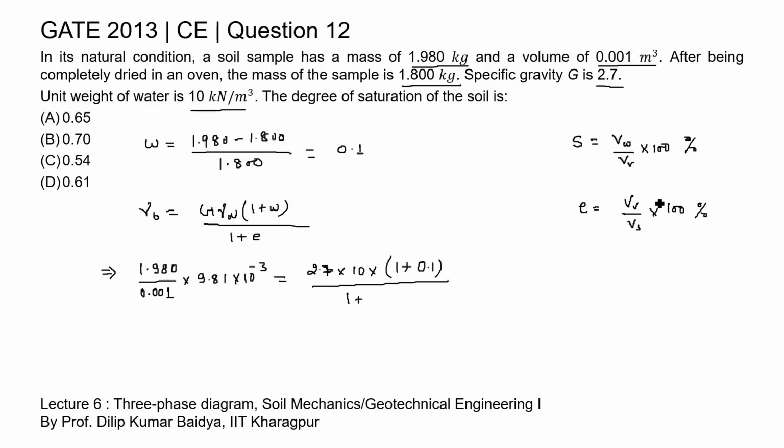Further, the relationship between E and S is given by E equal to Wg by S, where W is the water content, G is the specific gravity and S is the degree of saturation. So, we can write E as Wg by S. So, W is water content 0.1, G is 2.7 and S. So, from this equation, when we solve it, we will get the value of degree of saturation as 0.51. So among these options, 0.54 is very near to this one. So we can say 0.54 is the degree of saturation of the soil for given condition.